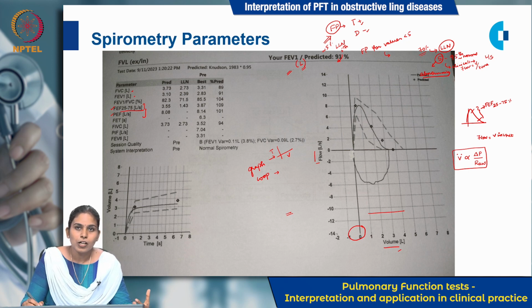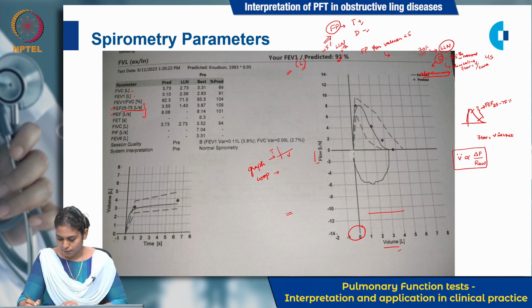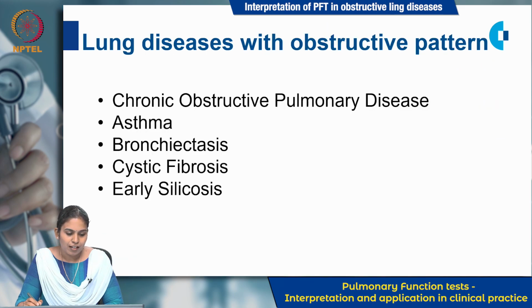Okay, so the graph is different, loop is different. Volume plotted against the time is your graph, and volume plotted against flow is your loop. Okay, and this is just a recall for you.